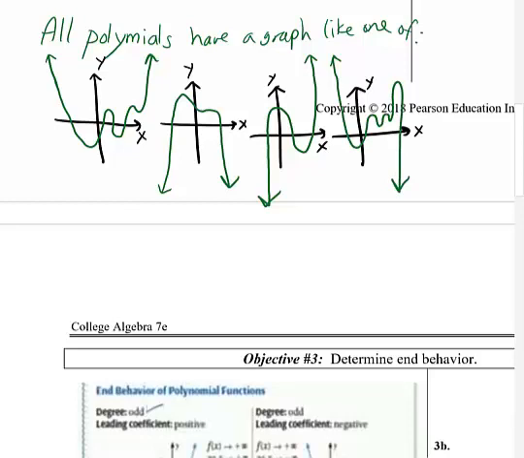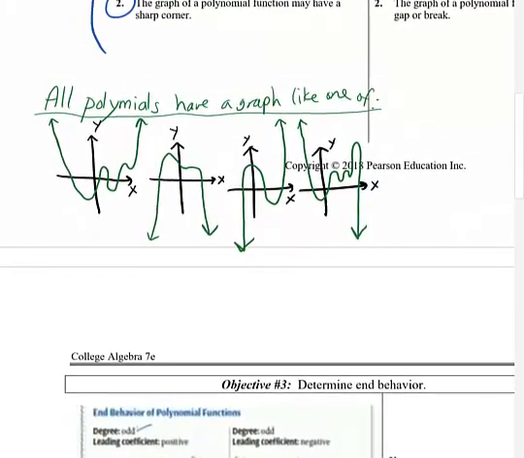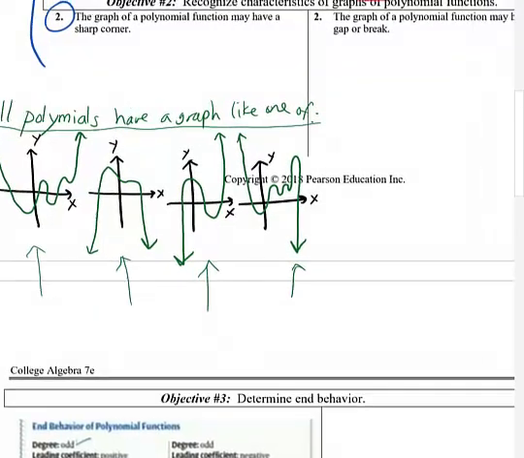That's what makes polynomials interesting, is that their graphs look a lot like either a parabola or a cubic, except they're going to have some wiggles in the middle. It's our job to figure out what those wiggles look like, and we'll nail that down in the next objective, when you know which of these four graphs you're looking at for your polynomial.